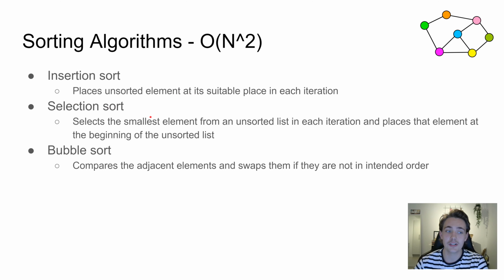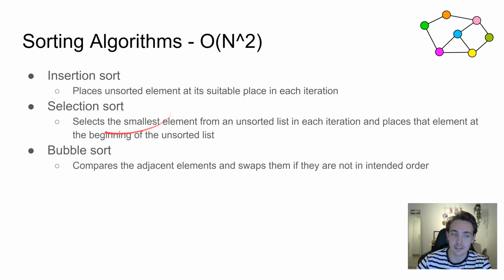So the first algorithm here is the insertion sort, which places an unsorted element at a suitable place in each iteration. So we go through our list here, and then we just place or insert an element into that list at a suitable place. So in the end, we will end up having a sorted array.